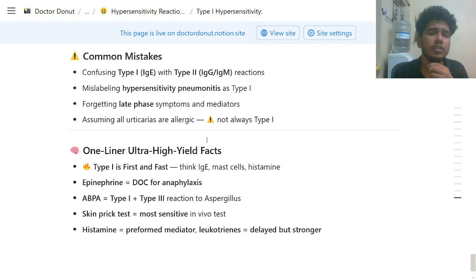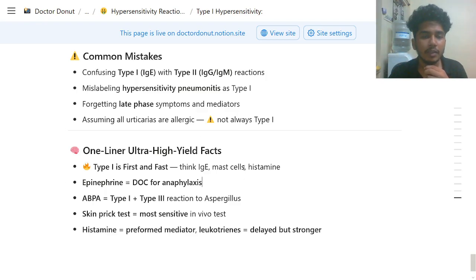So common mistakes, you should avoid confusing IgE, that is type 1, with IgM and IgG antibodies, type 2. Another thing, hypersensitivity pneumonitis, you should not label it as type 1; it is type 4 or more than type 3. And then forgetting about late phase symptoms and mediators. All urticarias are allergic? No, not always type 1.